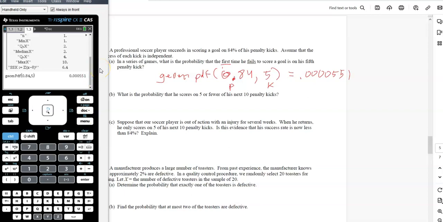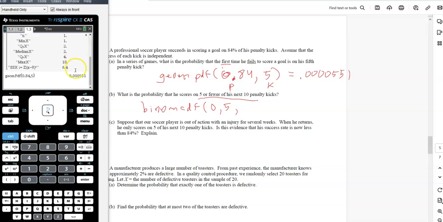What is the probability that he scores 5 or fewer on his next penalty kick? So now this looks binomial, 5 or fewer, right? So this is binomial CDF. What a great question here. We got both. 5 or fewer, so 0 to 5 would be the lower and upper.